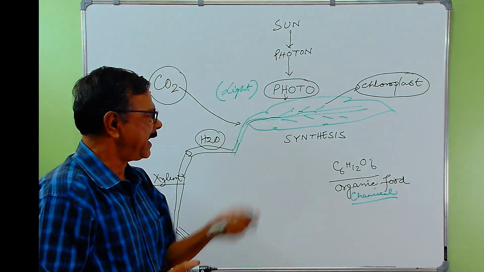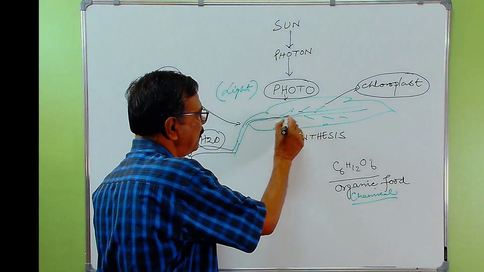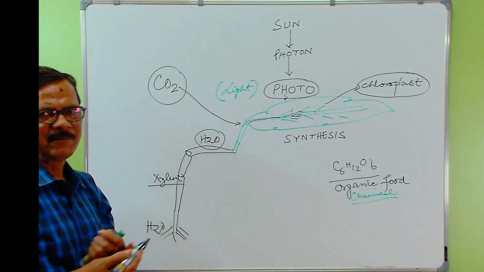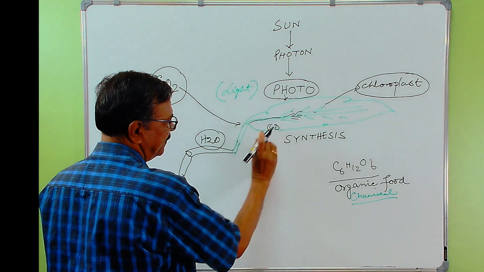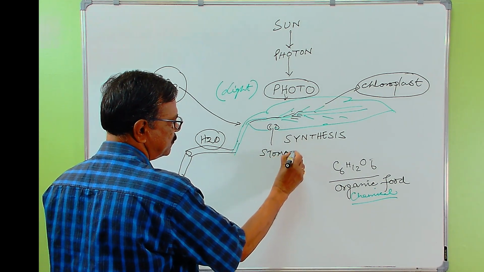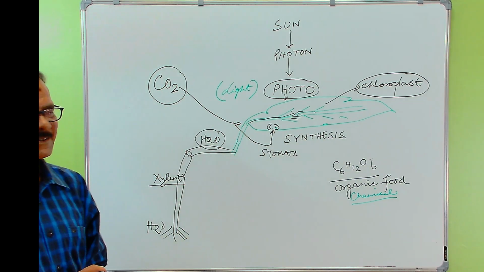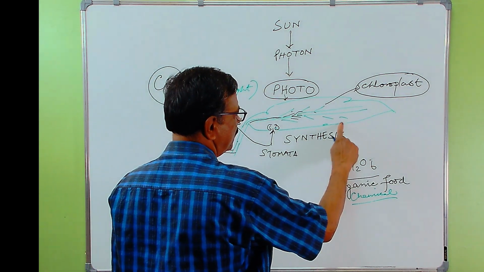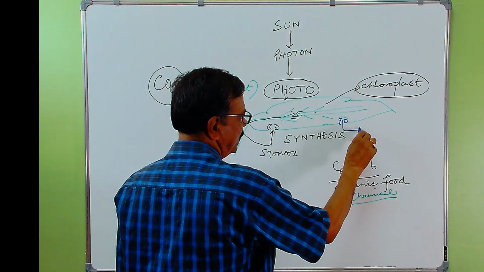Now, in the green plants, if you see here, the water is coming from here. Where does CO2 enter the reaction? You know all this, there are stomata. From the stomata, this CO2 enters, and the byproduct goes out from the same stomata. These are all guard cells of the stomata. O2 goes out.